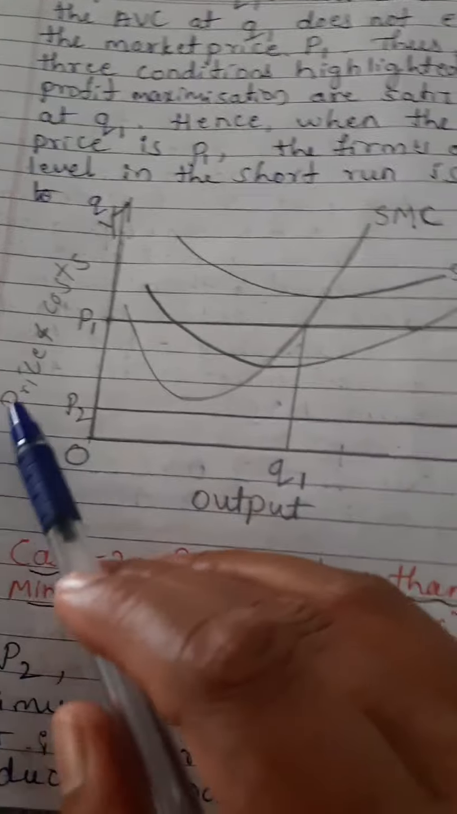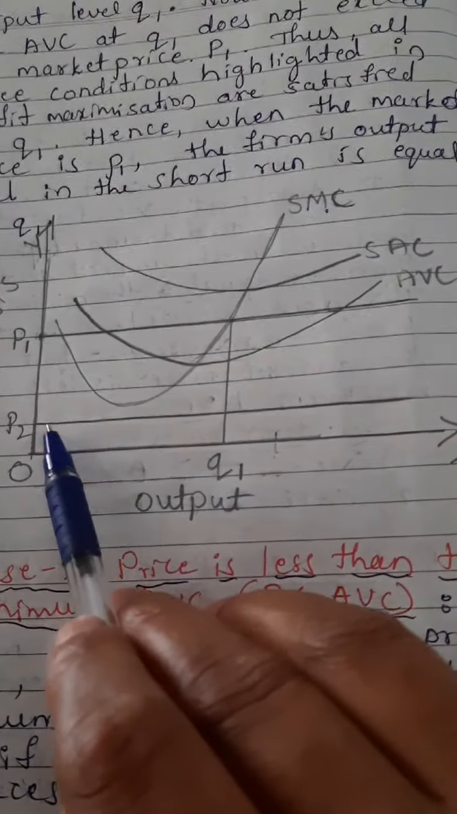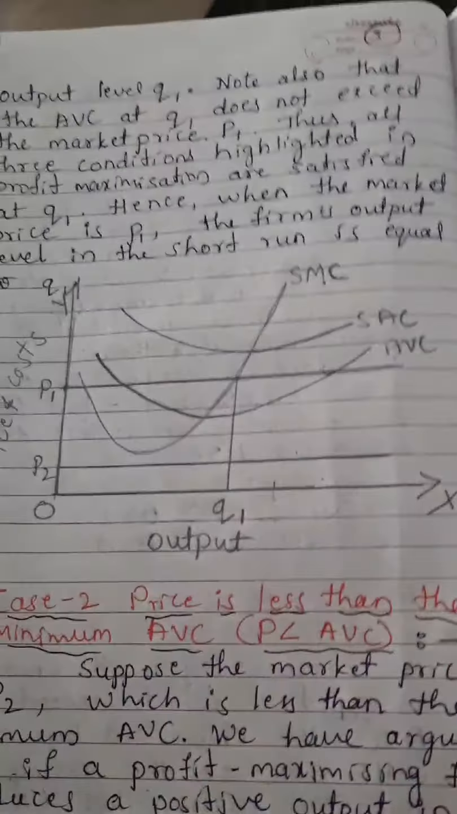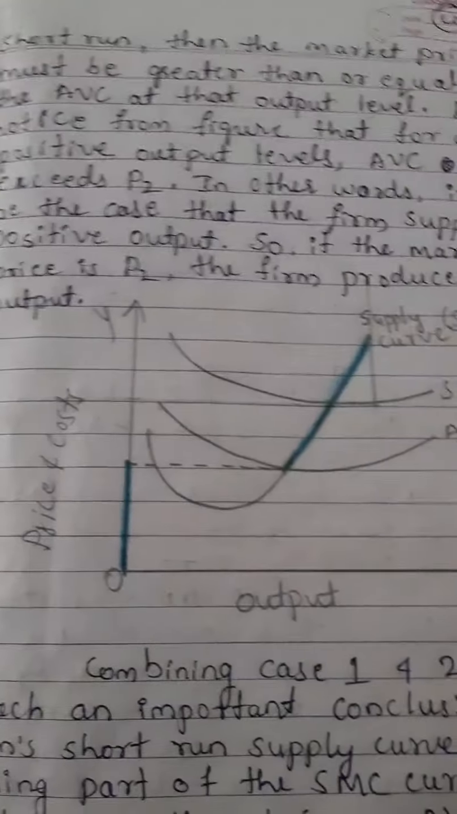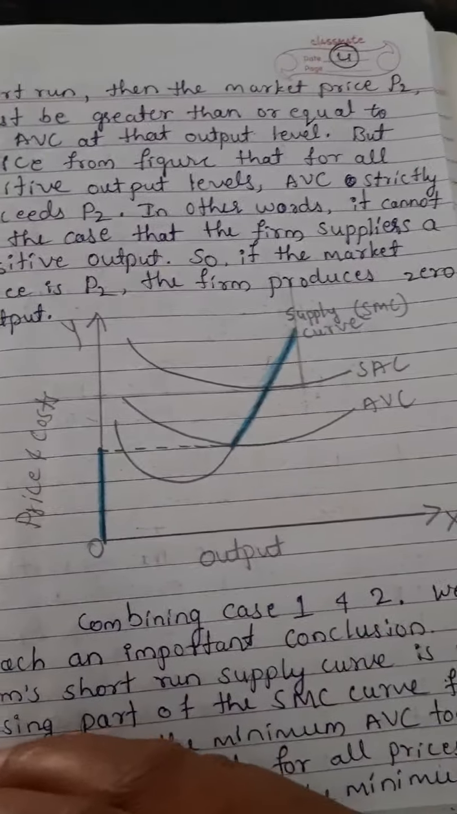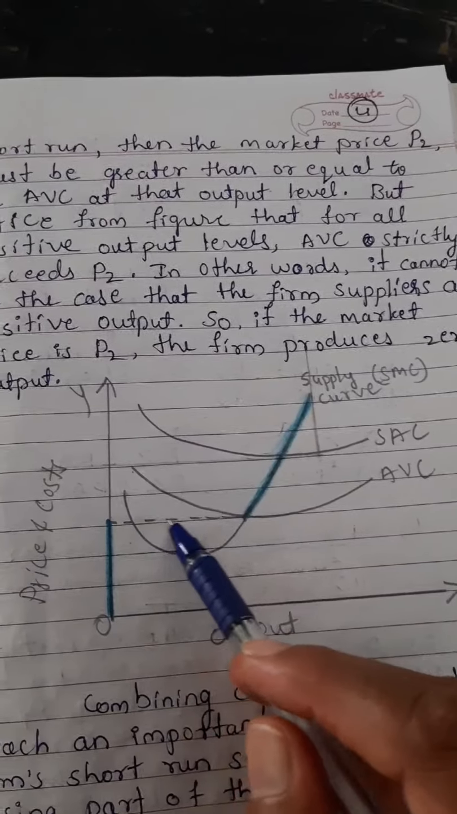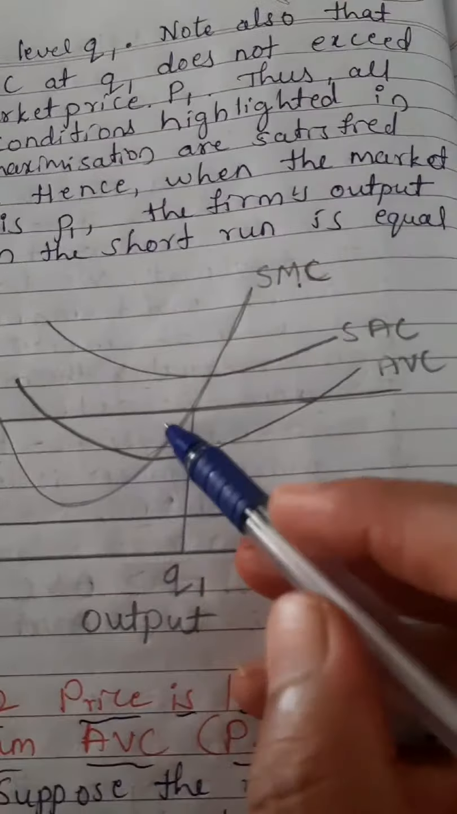Suppose the market price is P2, then the producers produce 0. They have no profit. We can see here the case number 2, the blue color one. This is the price line and it intersects at a point. This point we are taking here.